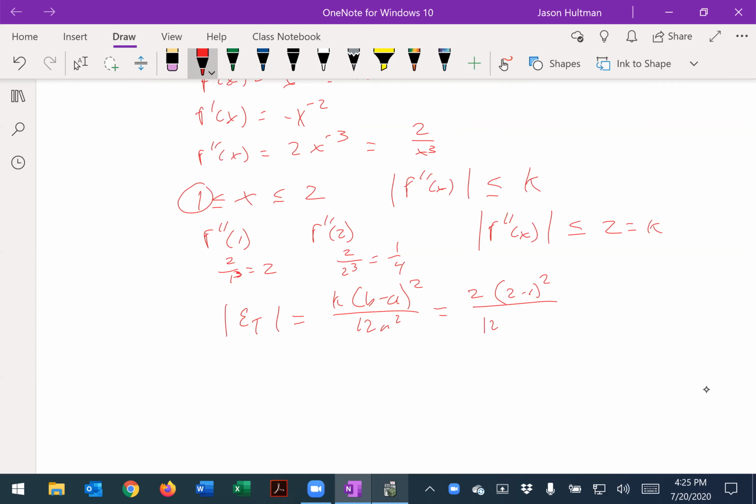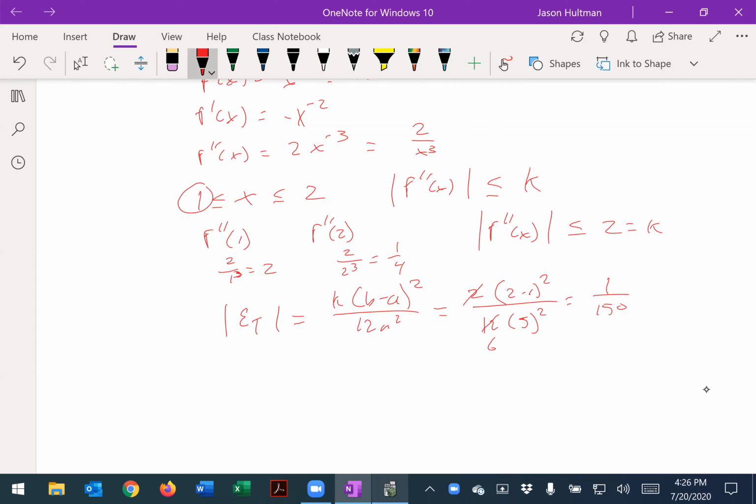Well, how many divisions were there? There were 5 divisions. So this is going to be equal to 2 over, this actually is 6, right? So it's going to be 2 minus 1, which is 1, so 1 squared is 1. 6 times 25 is 150. So this becomes 1 over 150.